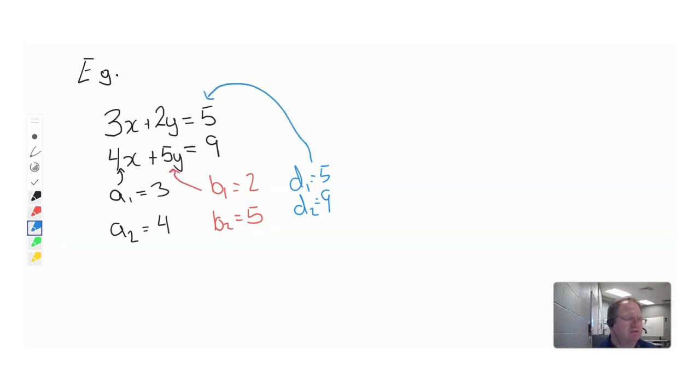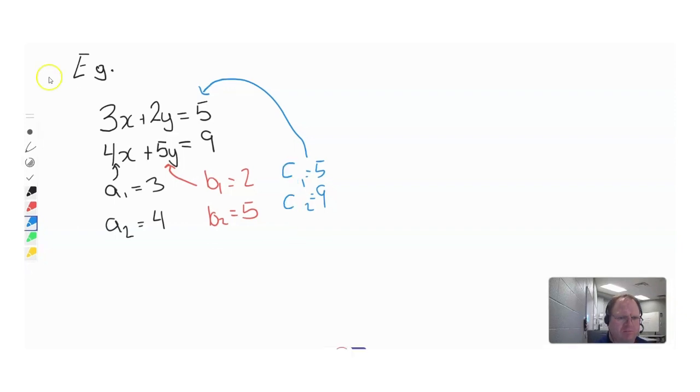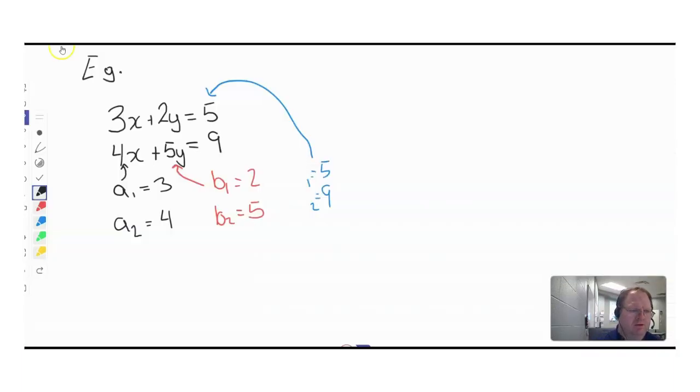Oftentimes you'll see the D's represented as C's. I just call them D's out of force of habit. But you'll notice that the D's are simply the answers. I've changed the D's into C's just to be more consistent. So Cramer's rule requires you to solve this by determinants. So we can do that easily.